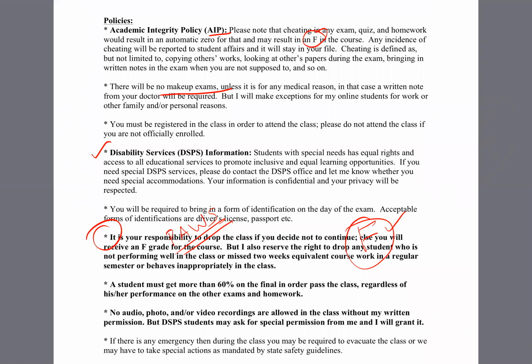Next thing is this. You must get at least 60% on the final exam to pass the class, regardless of your performance in other exams. So that's just one of those things. Typically, students, those who pass the class, they get more than 60% on the final anyway. So this is just there. And another thing is this.